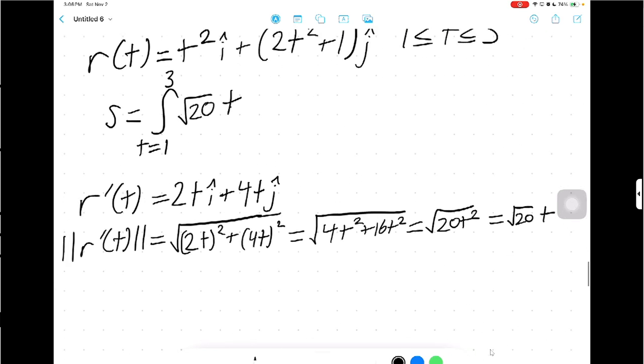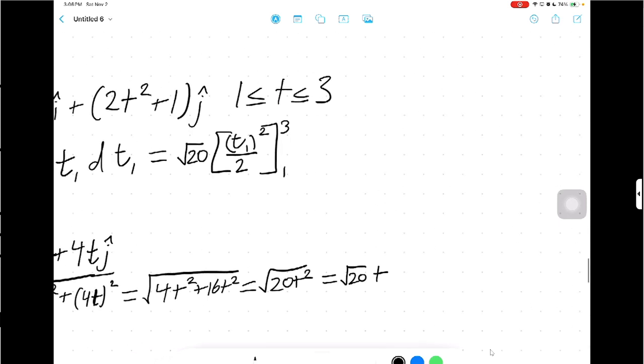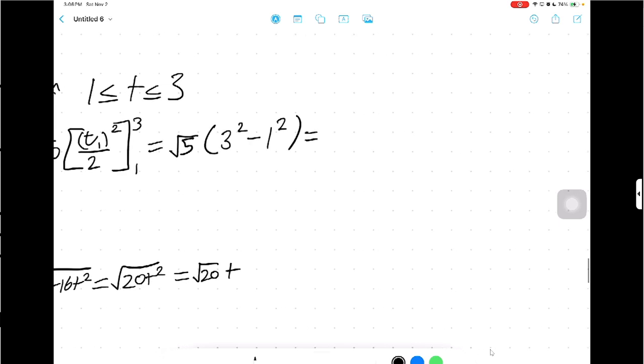So putting that up here, I keep forgetting to do these. I'm just going to use t1. Which is equal to root 20 times t1 squared over 2, evaluated from 1 to 3, which is equal to root 20 over 2, which is going to be root 5, times 3 squared minus 1 squared, which is going to be equal to 8 root 5.